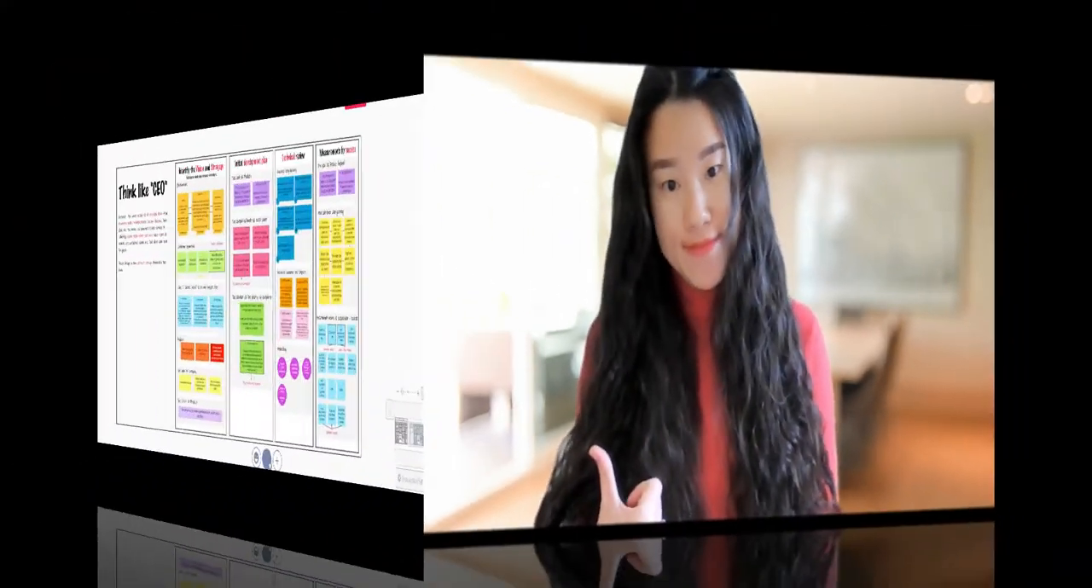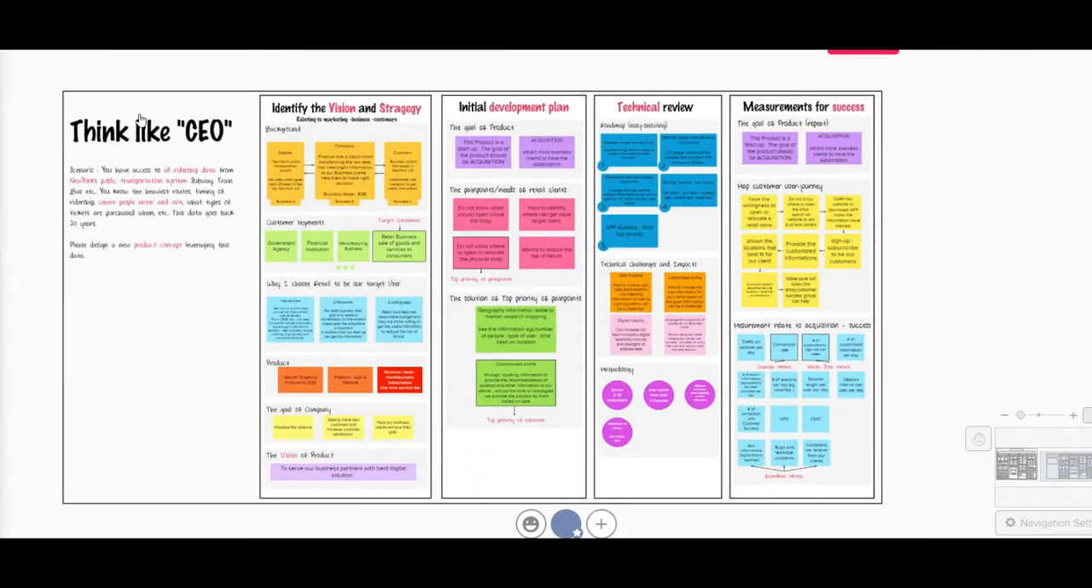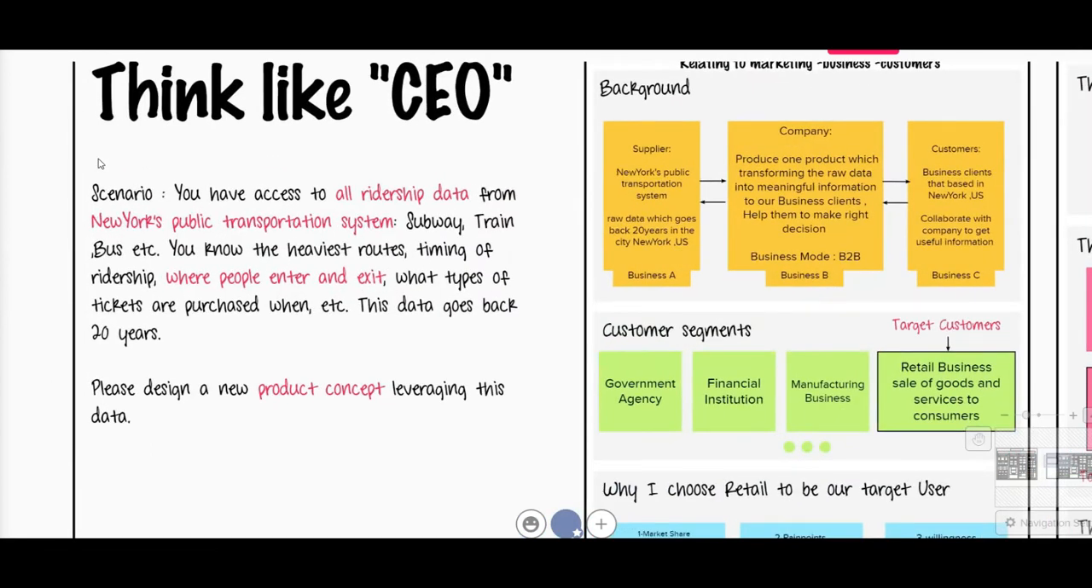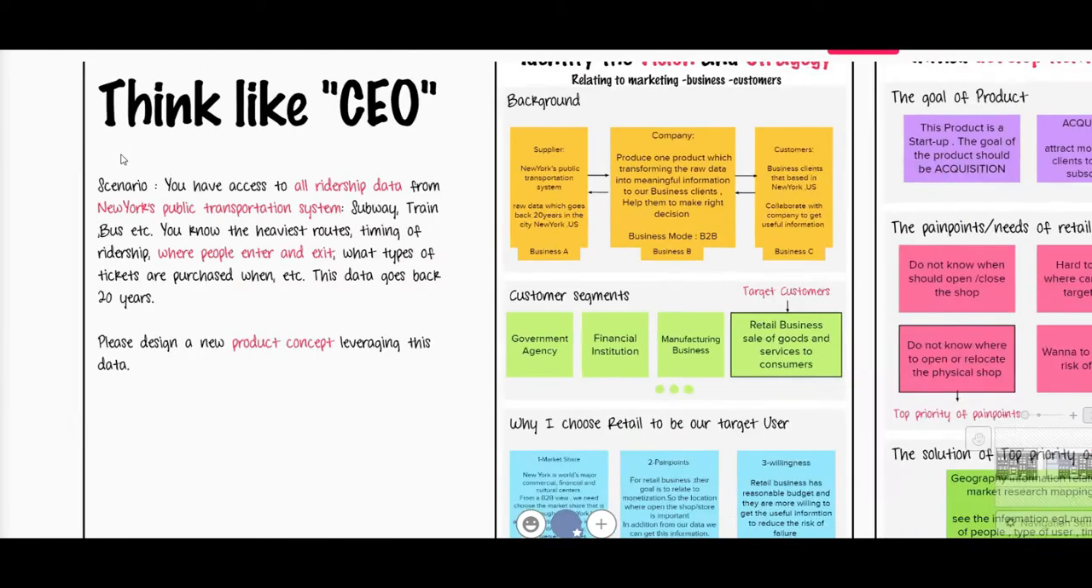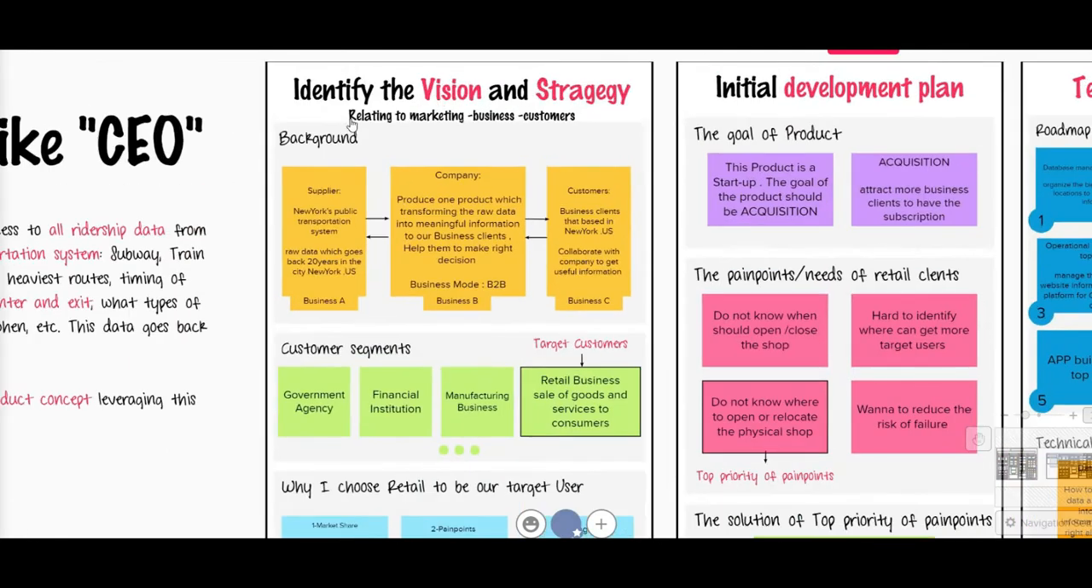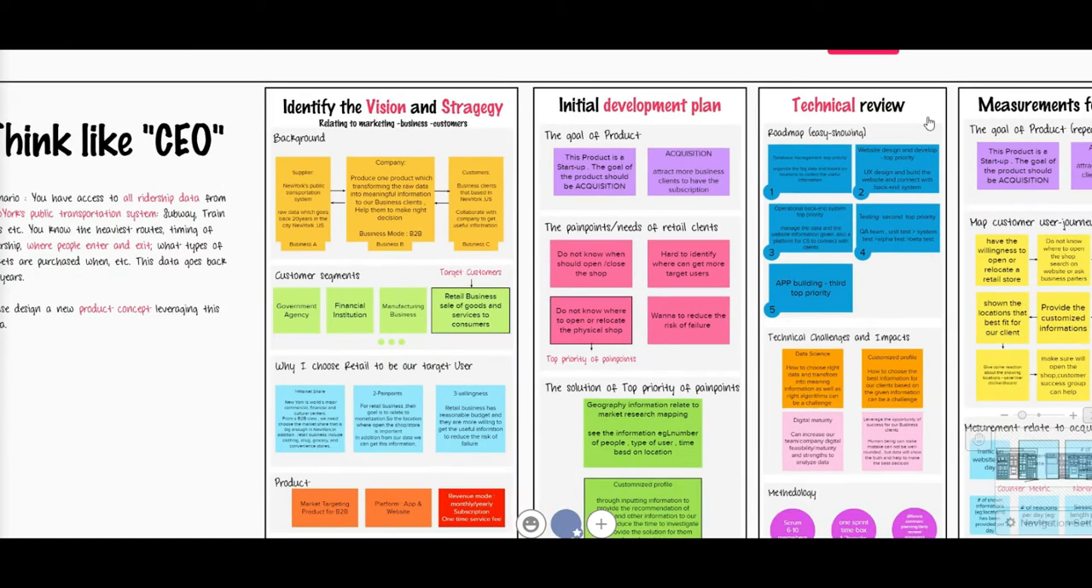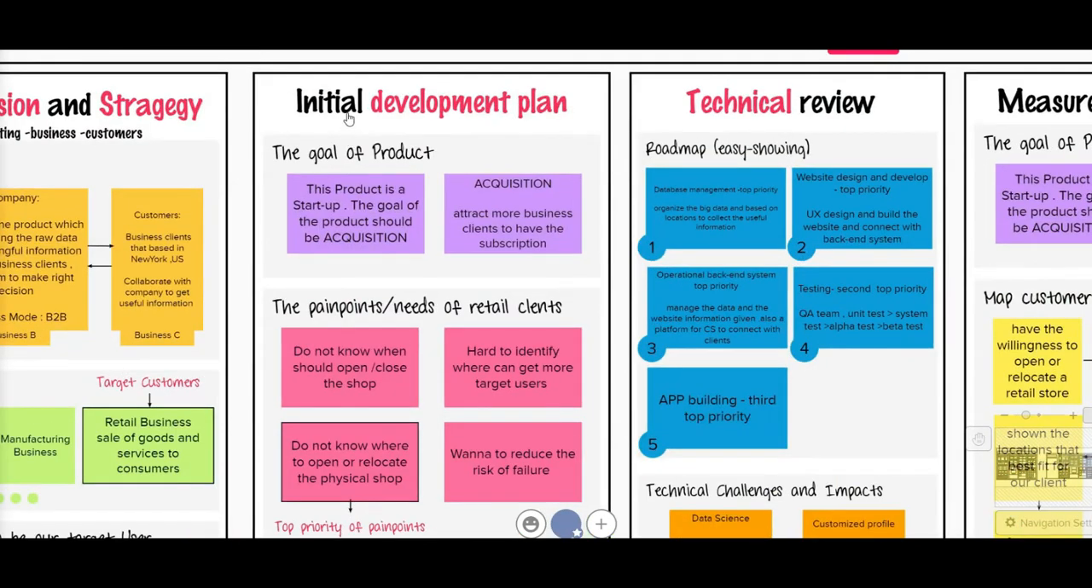Let's go. In my previous two videos, it's all related to one case study. The scenario is that you have all the ridership data from New York's public transportation system. You have this data for the last 20 years, and we need to design a product concept that can leverage this data. In the previous two videos, we talked about how to identify the product vision and strategy, and in the second video, how I do the initial development plan and technical review.